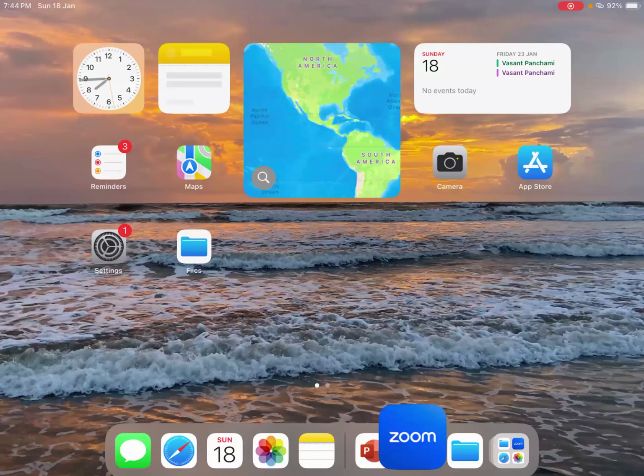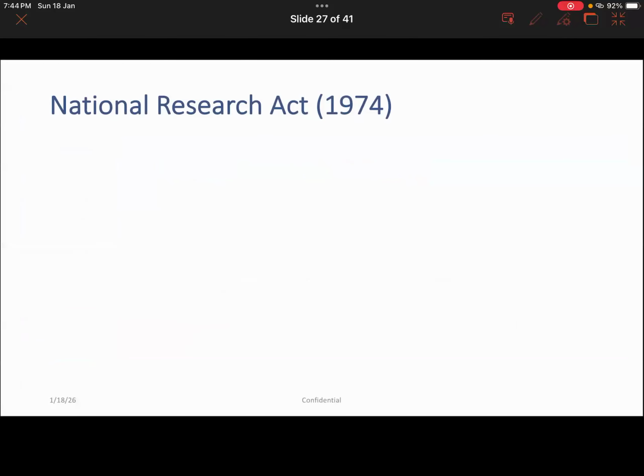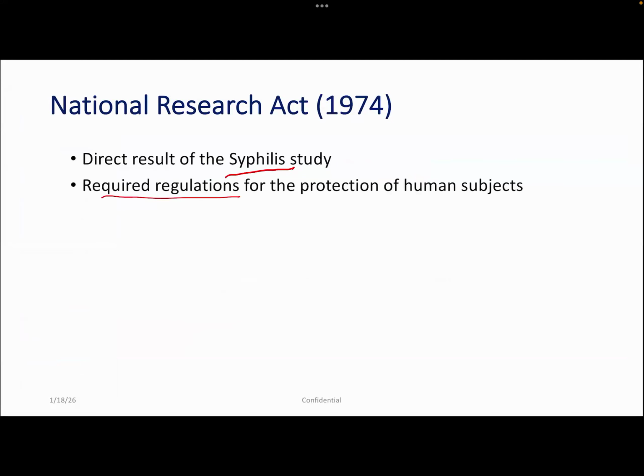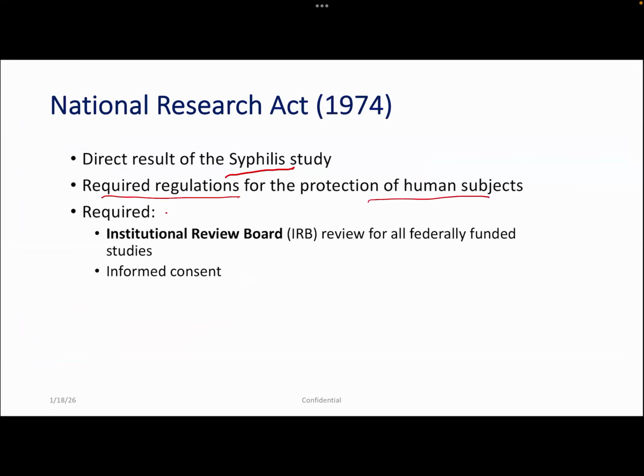All right. Thank you for your patience. I'm sharing my screen once again. Let me put it on slideshow. So this is where we were: that this was a direct result of the syphilis study, correct? And then it required regulation for the protection of human subjects. Because of this, an institutional review board for all federally funded studies.